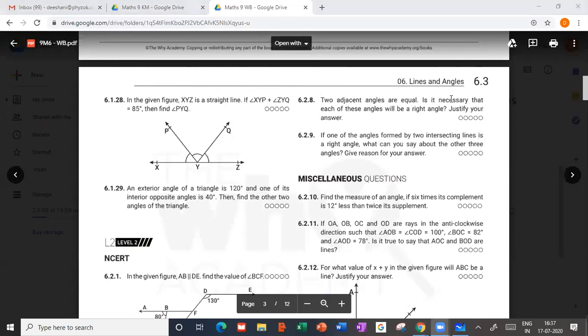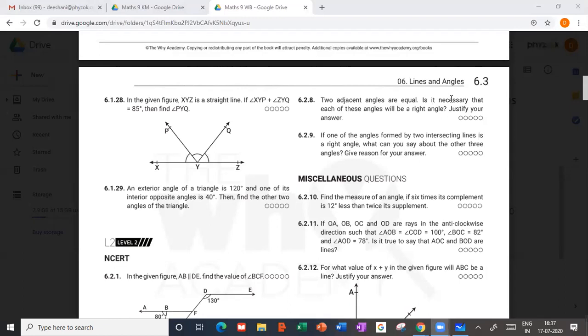Ma'am, the angle would be 80. x is equal to 80. 40 plus 80 plus x is equal to 180 degree. So we can get 60, 80 and 60 degree. I could not hear you. Can you repeat which question you do? Yeah, 29th one.